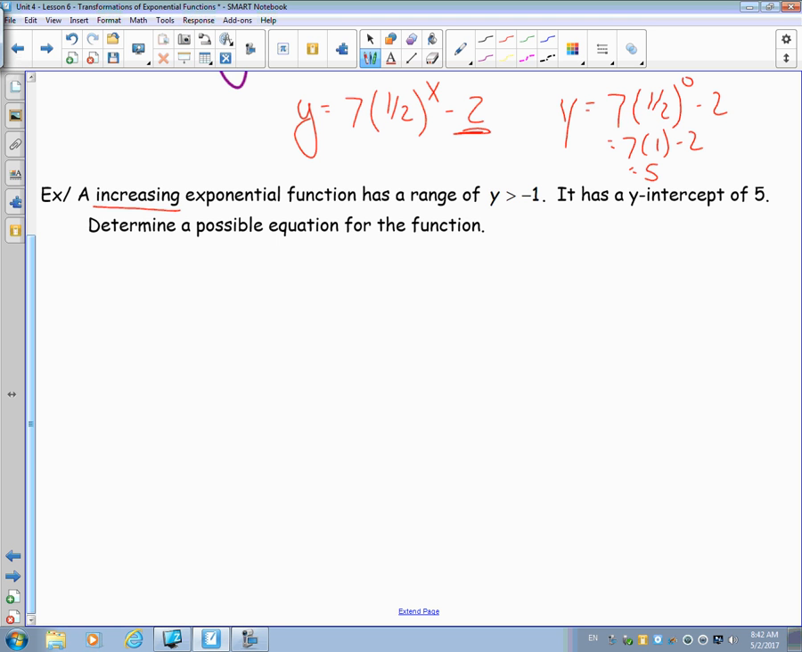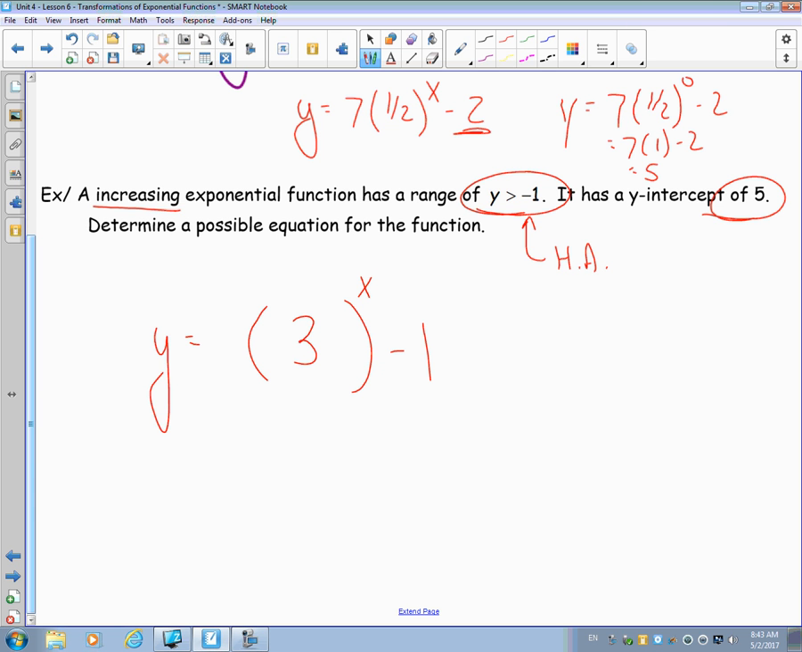So we want an increasing function. It's got a range greater than -1, and it has a y-intercept of 5. 3 things I have to hit. Okay, so exponential, and it has to be increasing, which means you need a base bigger than 1. By saying it has a range of y is greater than -1 means it never hits -1. That's a tricky way of saying, here's your horizontal asymptote, -1. And I need a y-intercept of 5. So when x is 0, I need it to come out to 5.